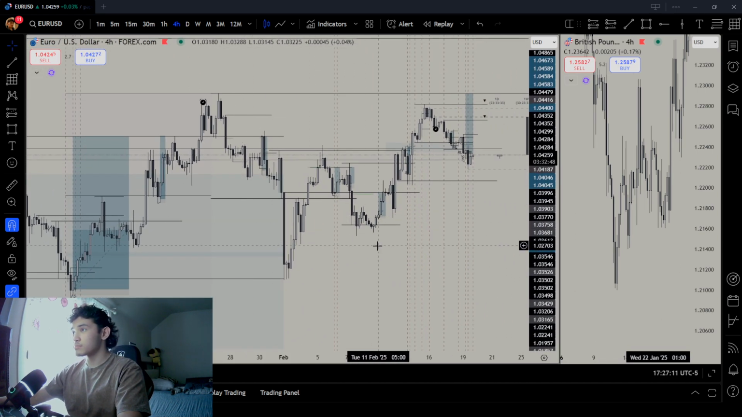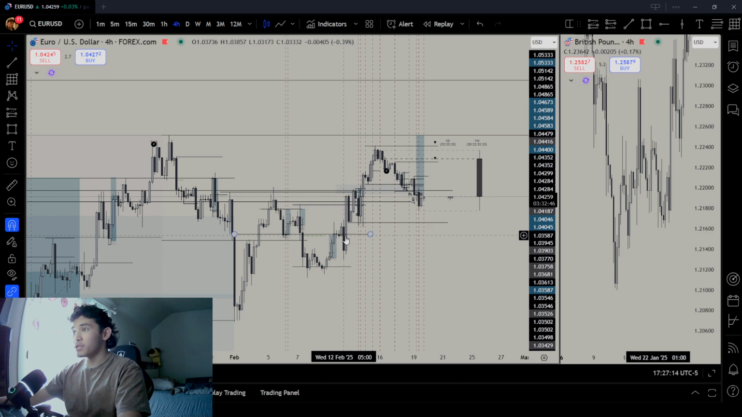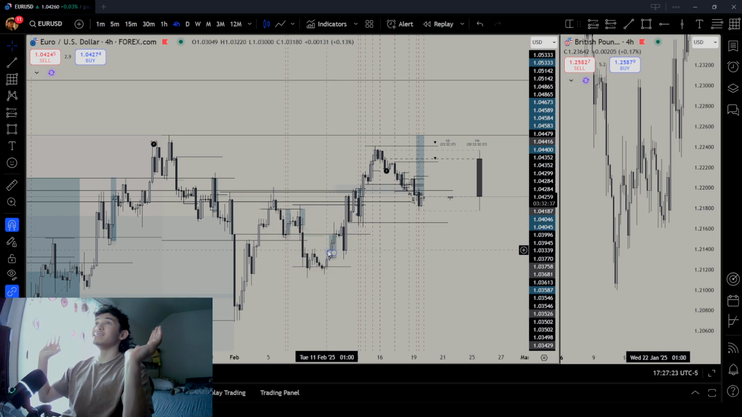Because see, last week, CPI came out bearish, right? But guess what? What does CPI do? It came out bearish, so people were looking for shorts, but the market still went higher, right? Because the higher time frame draw on liquidity is still bullish, right? You can see that. You see how easy that is, right?